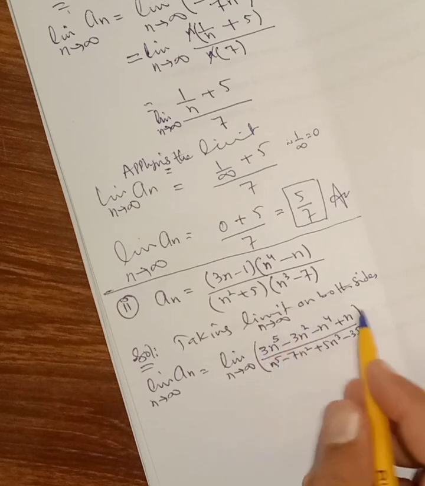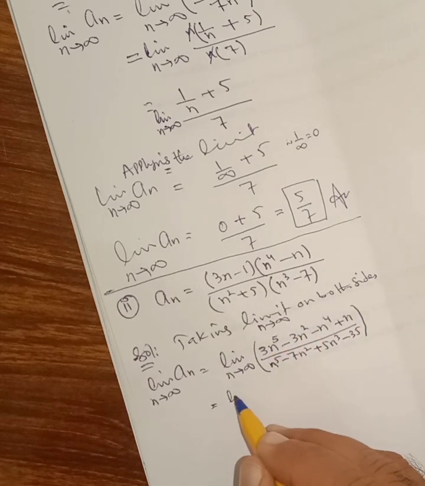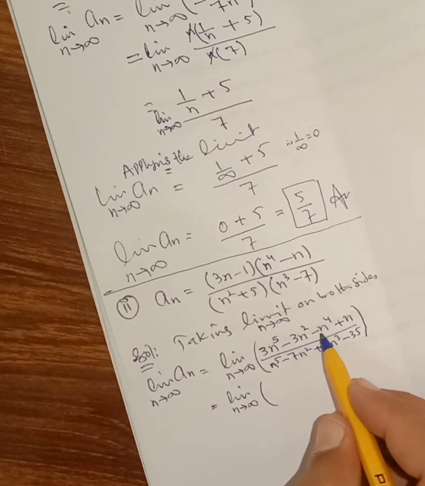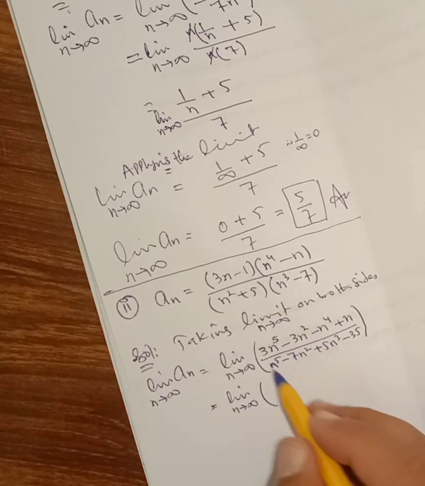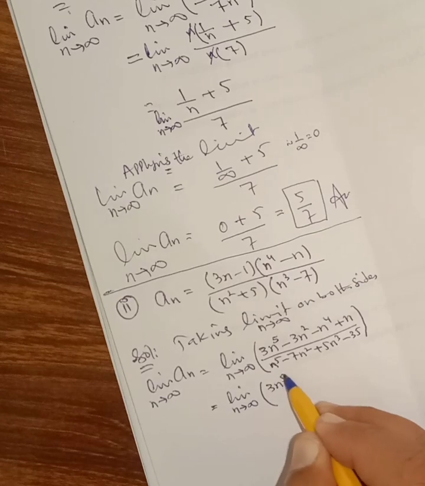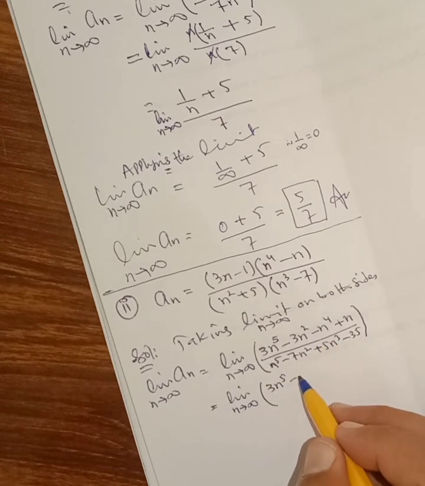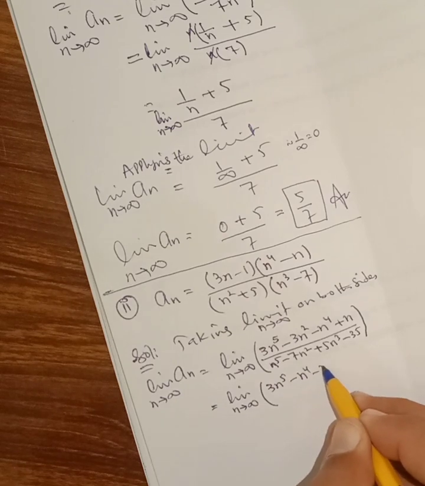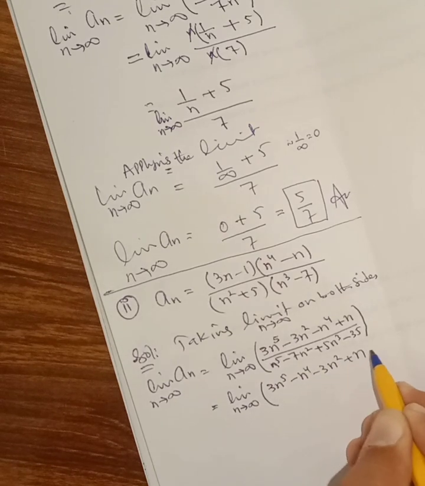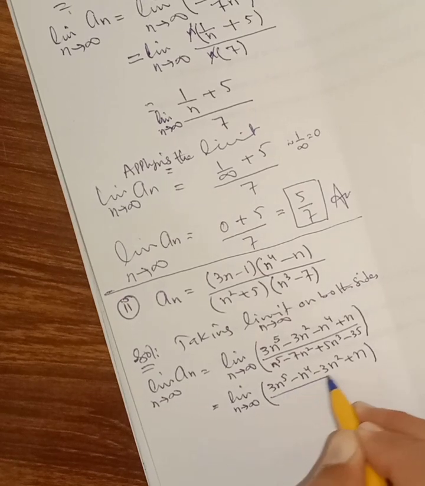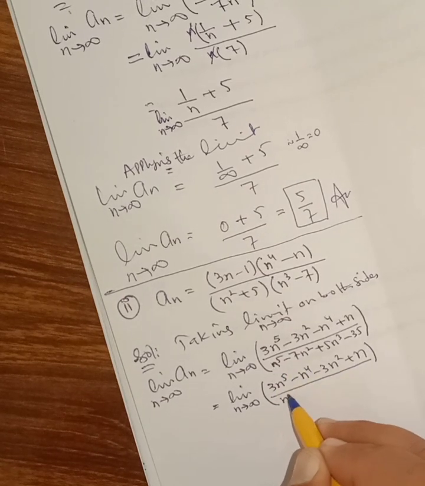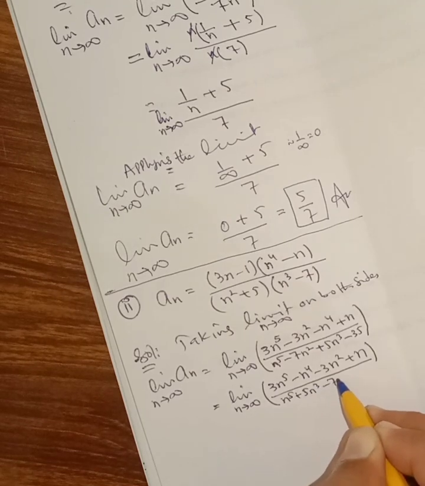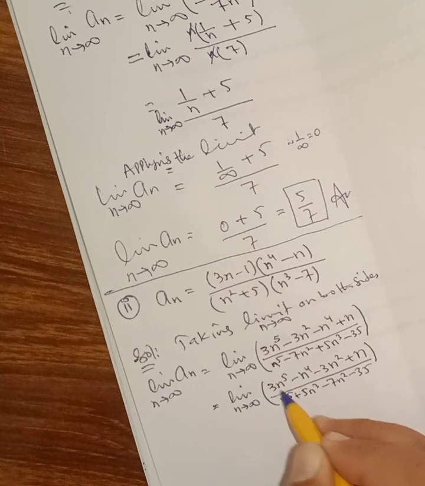So we will simplify if there is any need to simplify the terms, add or subtract. I don't find anything. This will be 3n power 5 minus n power 4 minus 3n square plus n, and then we have n power 5 plus 5n cube minus 7n square and minus 35.